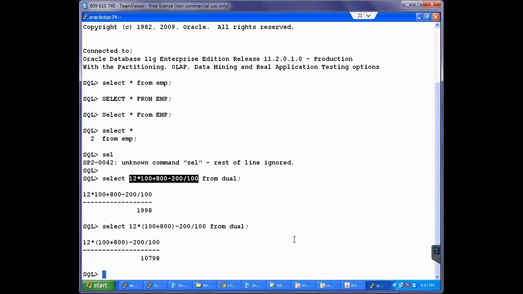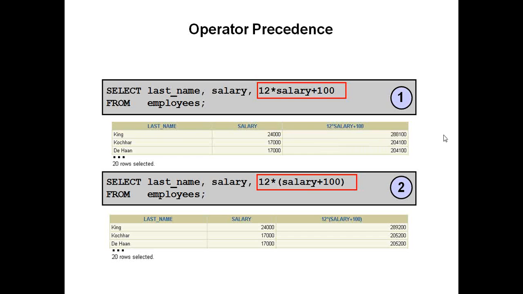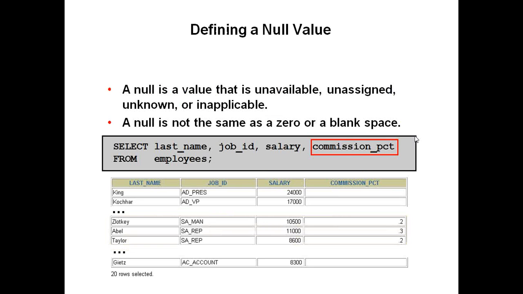So this is how we can work on the parenthesis part, and that is what is even mentioned in the slide. In the slide, in the first, the above example, it was something like 12 into salary plus 100. But in the below example, salary is getting added with 100, and then it is getting multiplied by 12. So that's how we have the things.